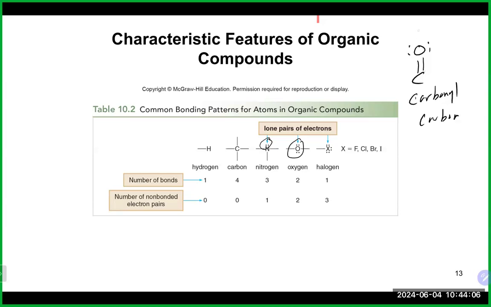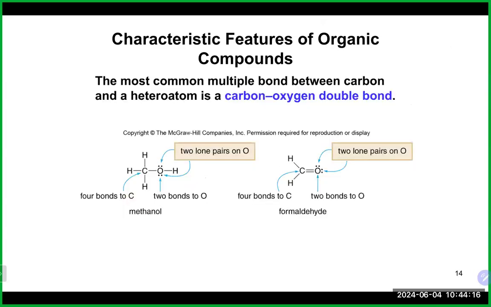And again, it is a polar guy in terms of its function. That's also really important in terms of how bonds make and things move around, that polarity that occurs. Most common multiple bonds with carbon. Again, we see that carbonyl carbon there in formaldehyde. And again, giving us some different properties.